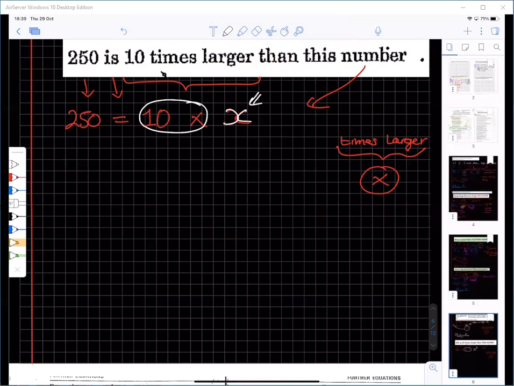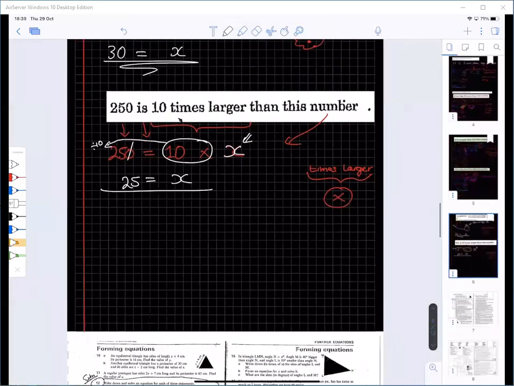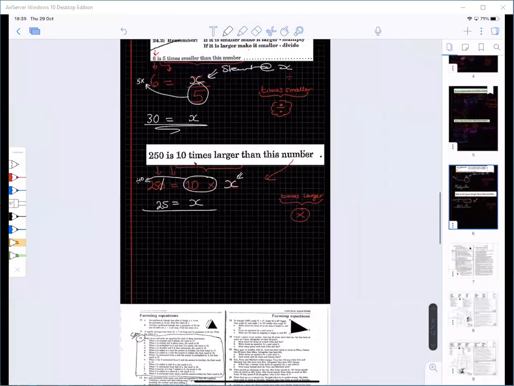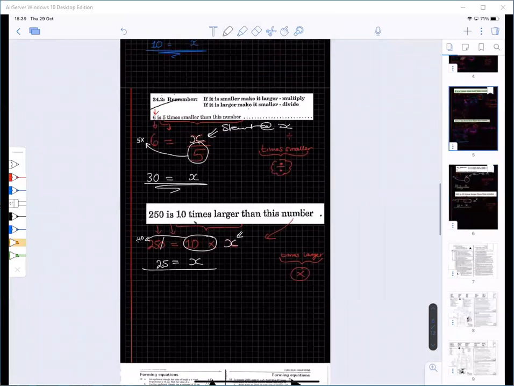Opposite of times by 10 is divide by 10. And what's 250 divided by 10? 250 divided by 10 is 25. And is the question done? Yes. Fantastic. Now that wasn't that hard, was it now? No, it wasn't. But you have to be careful of the wording.